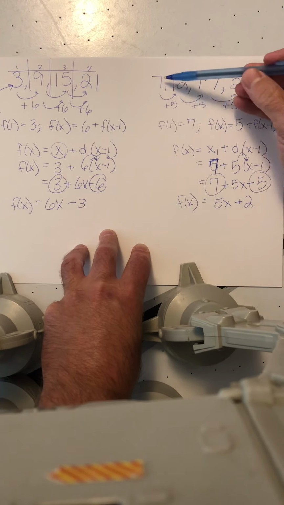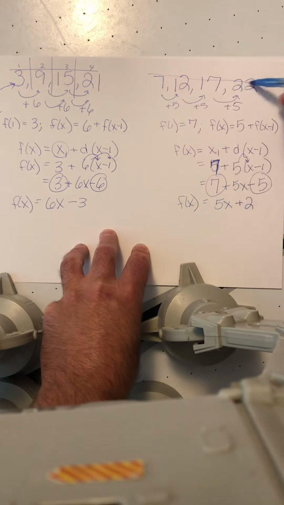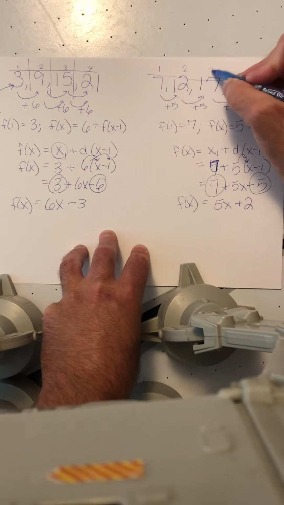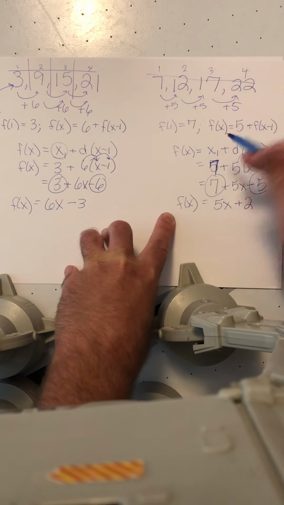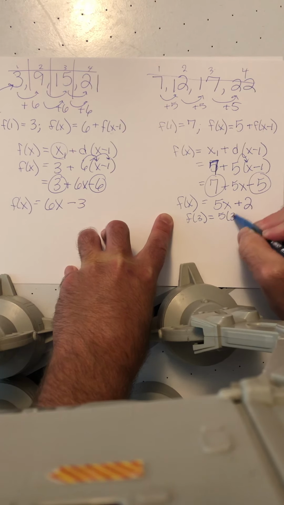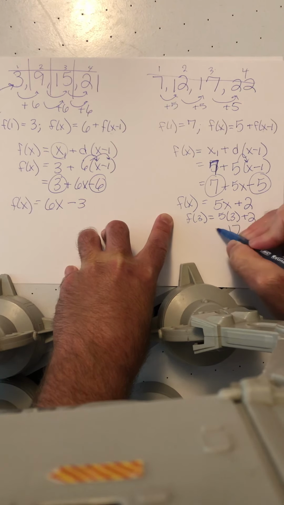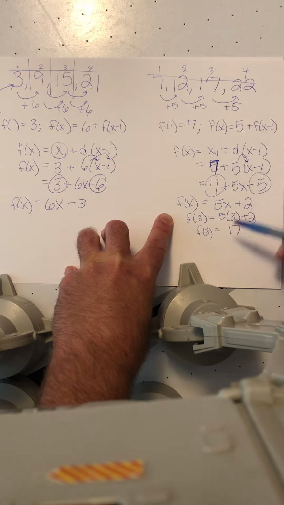I can check that out. This is my first term, second term, third term, fourth term. Let's say I want to find f of 3. f of 3 would be when x is 3, so it's going to be 5 times 3 plus 2, which indeed would equal 17. Just to check it out a little bit.